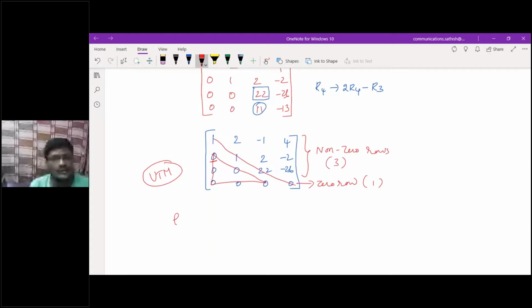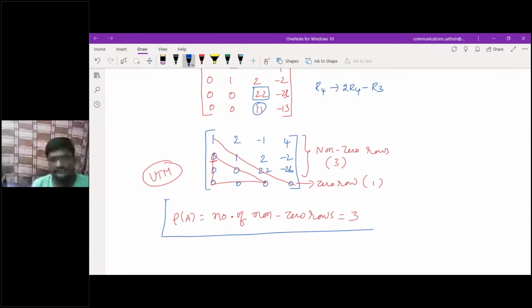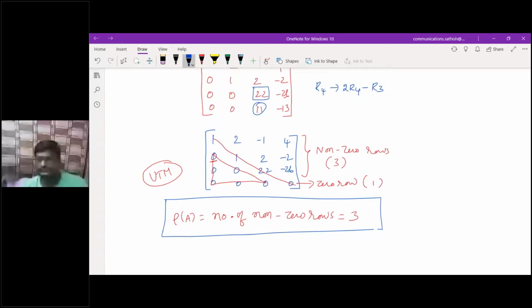So what is the rank of the matrix from the row echelon form? Number of non-zero rows. How many are there? 3 or not? 3, sir. So the answer for this problem is what? 3, sir. Is it correct or wrong? Clear, na? Clear, sir. That is how you have to calculate the rank for the given matrix.